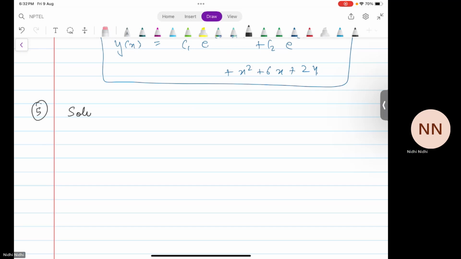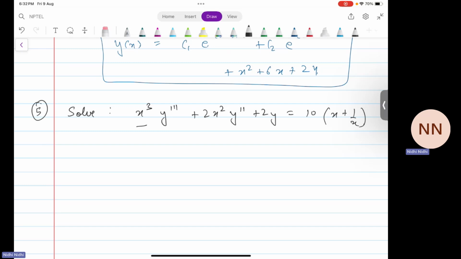Solve x cube y triple dash plus 2x square y double dash plus 2y is equal to 10x plus 1 by x. So if we didn't have this x cube, we could have very easily solved this problem again by finding the complementary function and the particular integral.